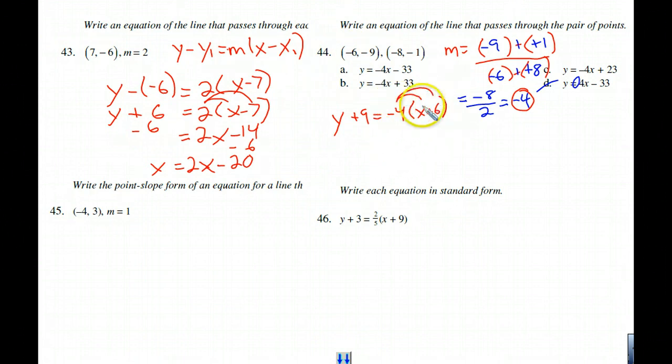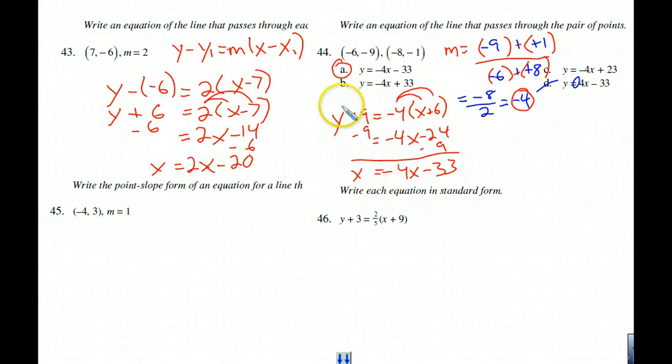Let's go ahead and solve this for y, since all the answers are in y equals format. So we have negative 4x minus 24, and then we'll have to subtract 9 on both sides. So we have negative 4x, negative 24 minus 9 is negative 33. So that leaves us with choice A.